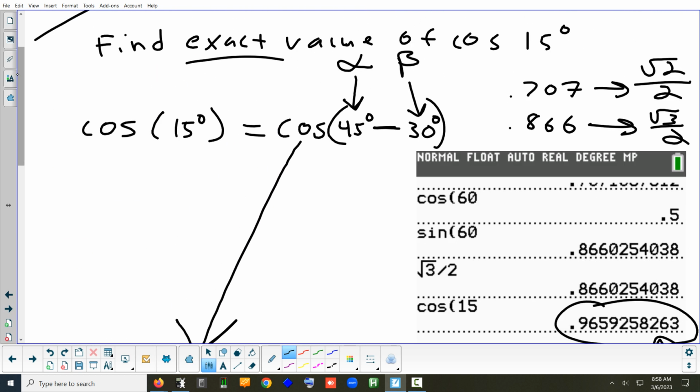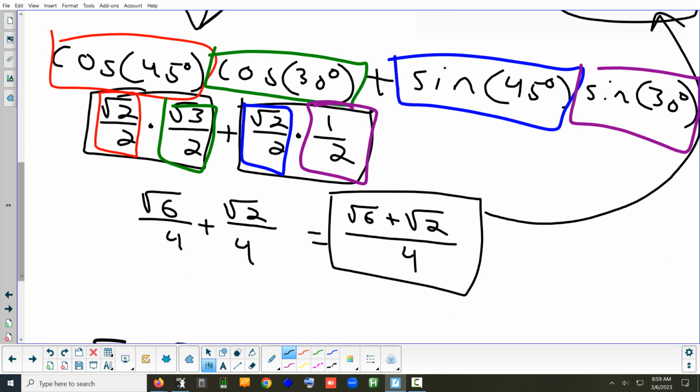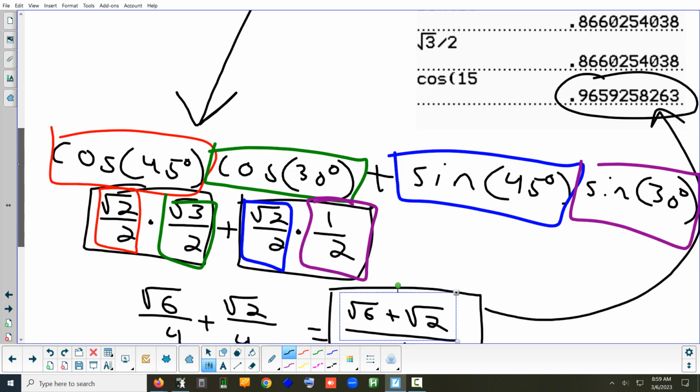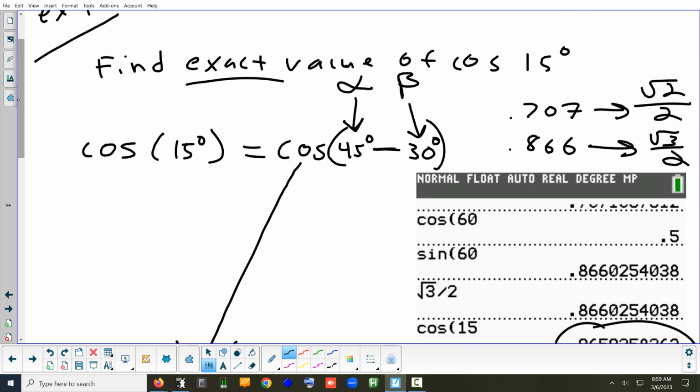And a lot of times when you're finding trig functions of angles that are multiples of 15, you're going to see something like square root of 6 plus square root of 2 over 4. You might see square root of 6 minus square root of 2 over 4. You might see the order switched with subtraction. That makes a difference. But it always has a square root of 6, a square root of 2, and a 4 in there. Pretty much every one of these problems. Any question on that one?